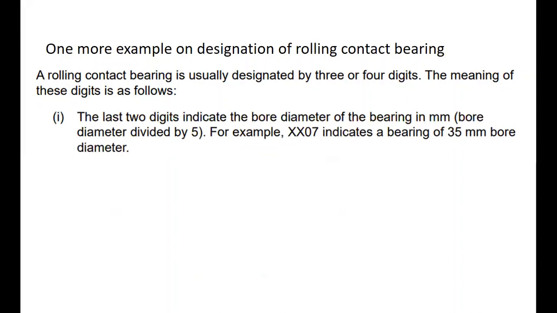One more example on designation of rolling contact bearings. Let's summarize this. A rolling contact bearing is usually designated by 3 or 4 digits. The last 2 digits indicate the bore diameter of the bearing in mm. For example, 07, which is shown over here: 7 5s are 35 mm is the bore diameter.